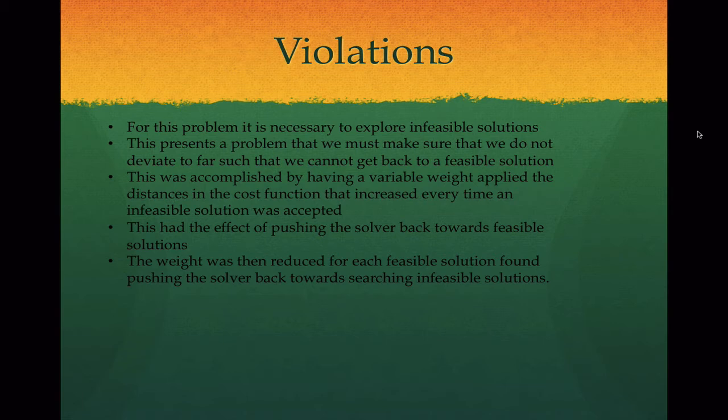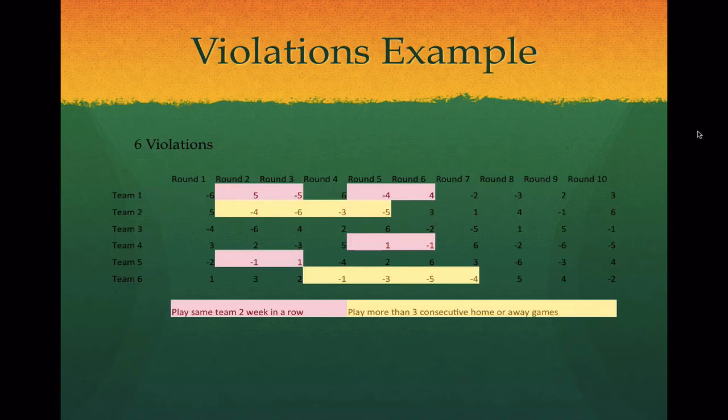For this problem, it is necessary to search both feasible and infeasible solutions. In order to do this, I instituted a weight, and as the weight increased, the solver would search for feasible solutions. As it got more and more feasible solutions, the weight would gradually decrease to the point where it could grab some infeasible solutions. As it grabbed those infeasible solutions, it increased the weight again and pushed it back towards feasible solutions. This was important because you didn't want to get too far away from your feasible solutions. And here's an example of some of the violations that could be created. In this example, you have some teams playing each other in consecutive weeks, and you also have 2 teams that have 4 consecutive road games.